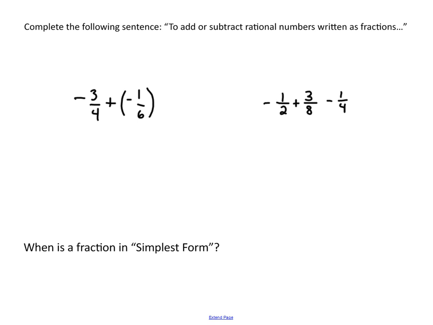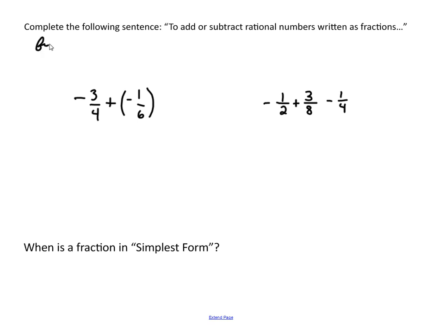Continuing with our discussion of section 1.3, let's complete the following sentence. To add or subtract rational numbers written as fractions, what do we do? Well, many of you might remember or might not remember that in order to add or subtract rational numbers, we need to find a least common denominator.